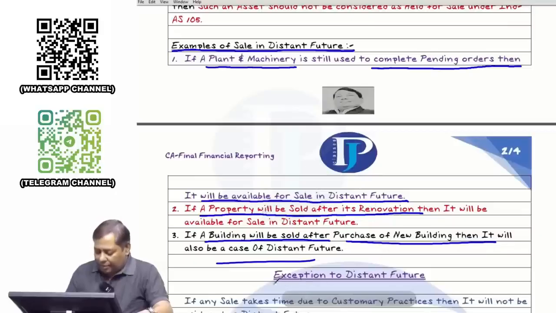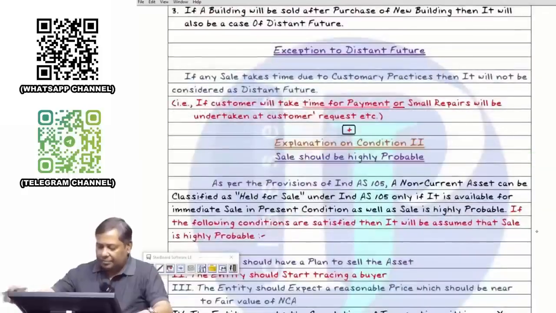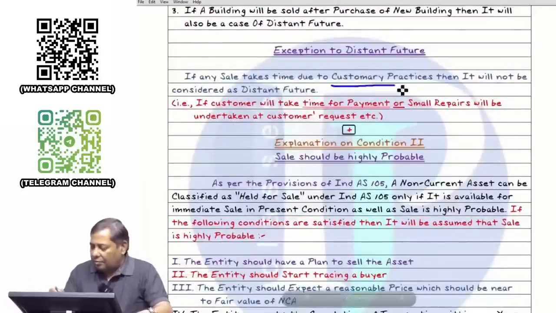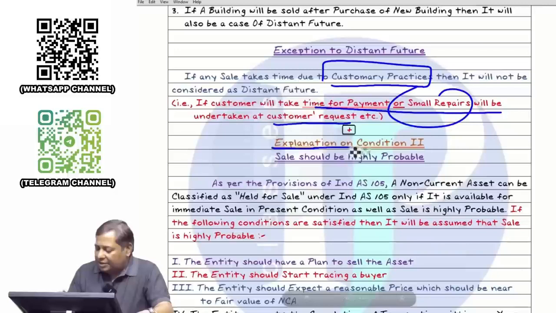Then I told you the exception to the distant future: routine things. In your customary practice, if there is a small request from a customer, you do a small repair. So this is a common thing. Don't call this distant future. Then I explained the second condition. Sales should be highly probable.